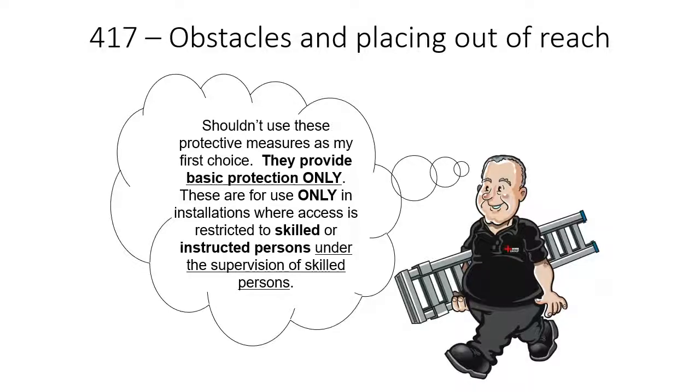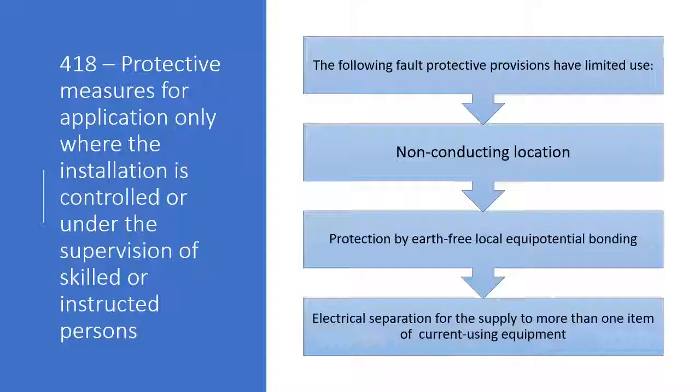There is still the option, 417, of placing out of reach or using obstacles. This isn't a protective measure that's highly recommended, and this only provides basic protection and only really should be used in installations where access is restricted to skilled or instructed persons under the supervision of a skilled person.